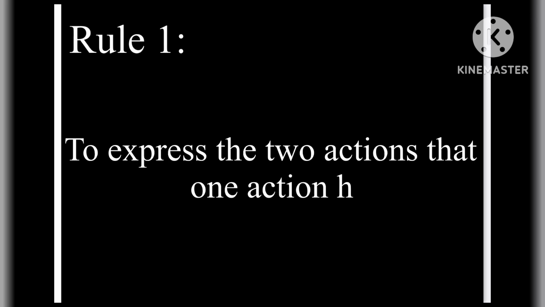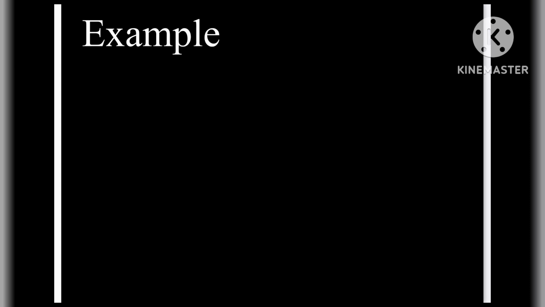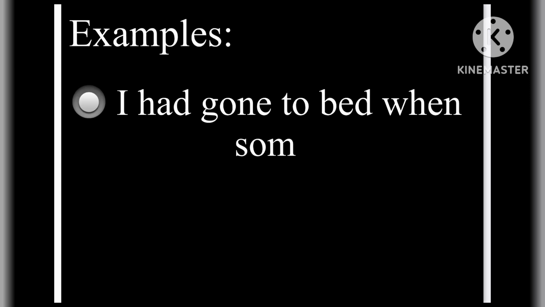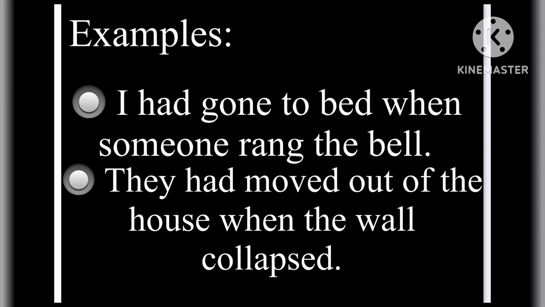Rule number 1. Past perfect tense is used to express two actions where one action happened before another in the past. Examples for rule number 1: I had gone to bed when someone rang the bell. They had moved out of the house when the wall collapsed.